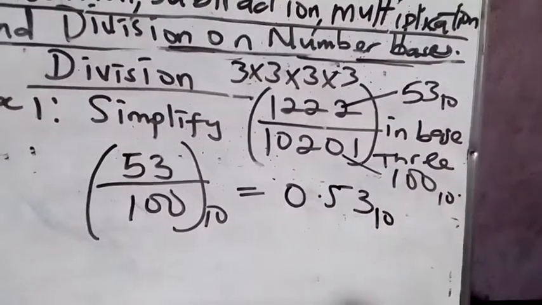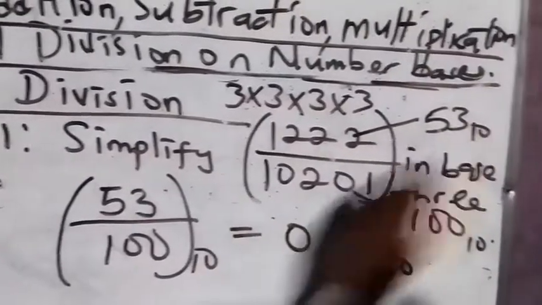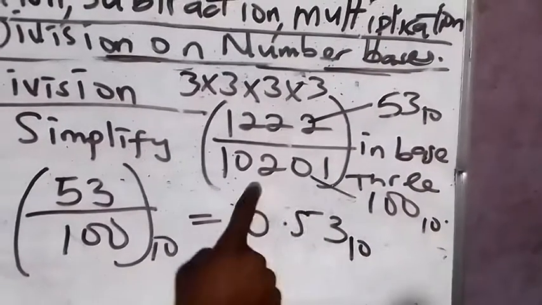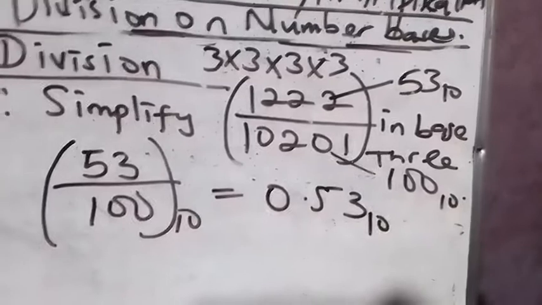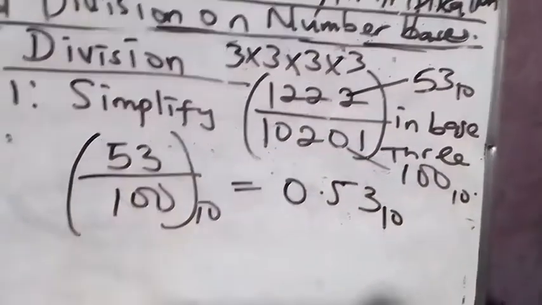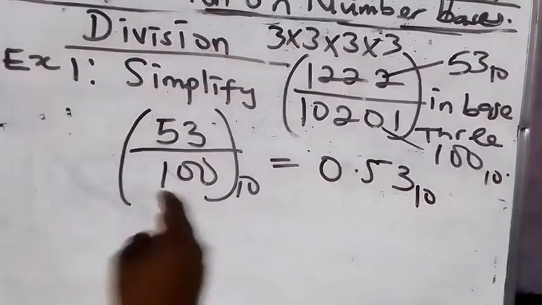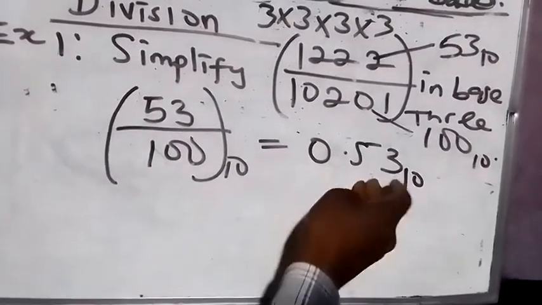If it gives you whole numbers, fine. It gave us 53 base 10, this one also to base 10, we have 100 base 10. So whatever this one gives you, write it. Divide it normally. If it gives you whole number, fine. If it gives you decimal number, fine. This one gives me decimal number, 0.53 base 10.